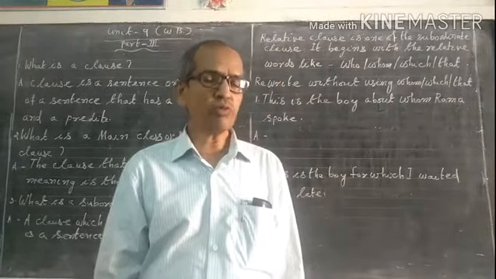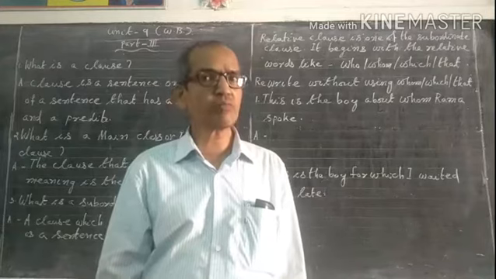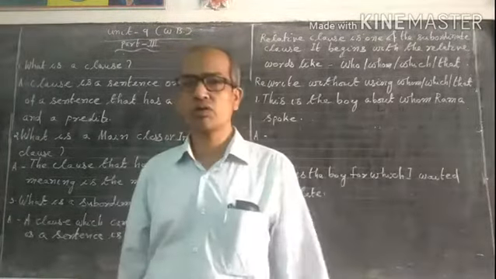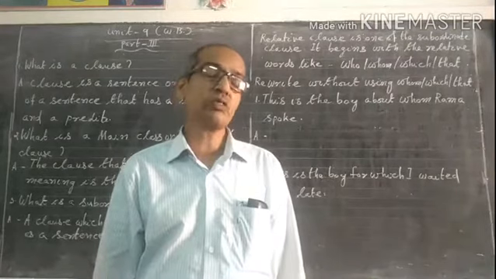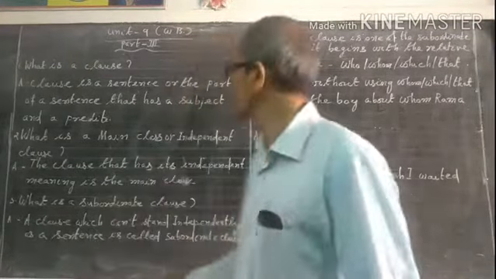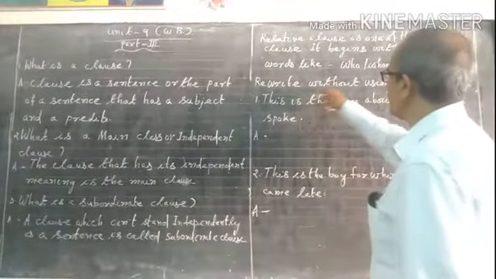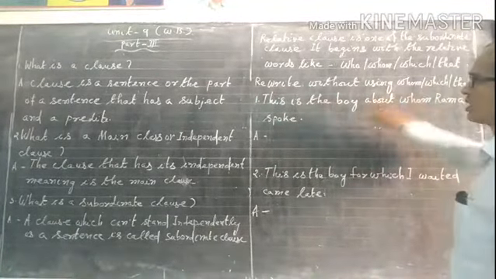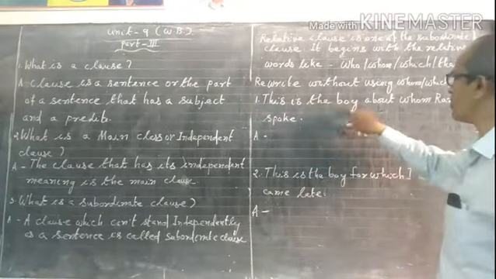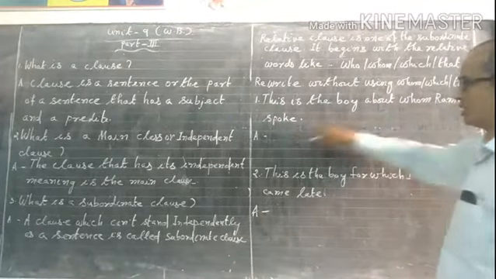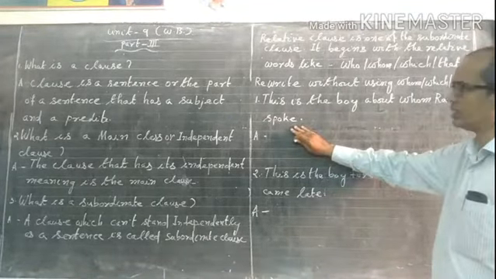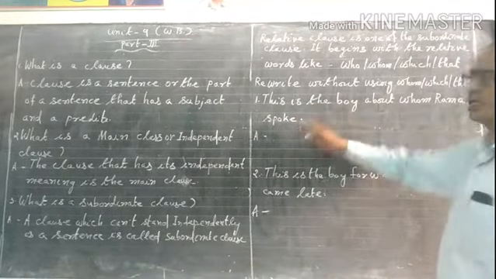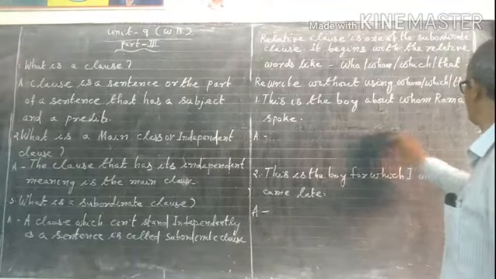So we will do it one by one. One mark comes in the annual examination from these 4. Okay children? So listen to me very carefully. Rewrite without using who, which or that. This is the boy about whom Ram spoke.